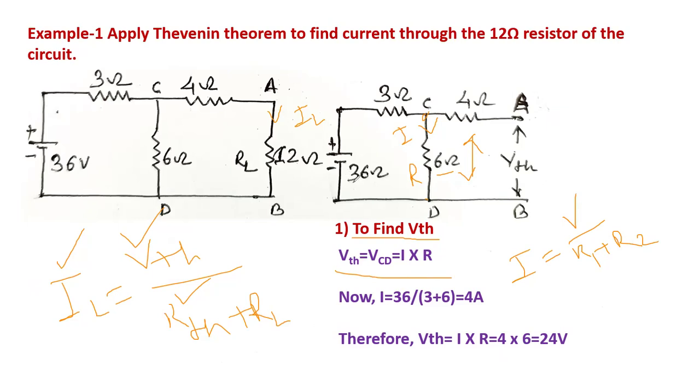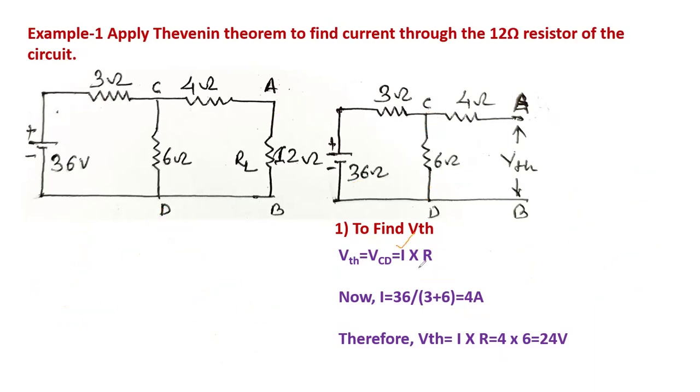Now we know the value of V, that is 36. So we will put the value of 36. This is R1 and this is R2. R1 is 3 ohm and this is 6 ohm. So this is 36 upon 3 plus 6. We will get the output, that is 4 ampere. Means in this equation we find out the value of I.